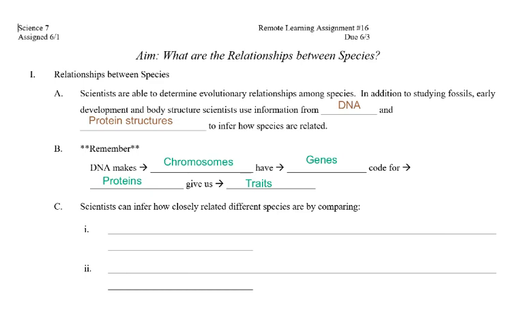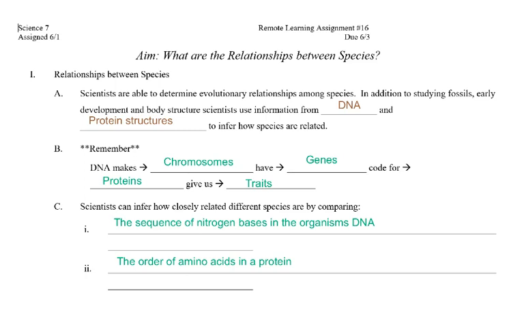Scientists can infer how closely related different species are by comparing these 2 things: the sequences of nitrogen bases in the organism's DNA, and the order of amino acids in a protein. This is something that we learned about in a previous unit, DNA and protein synthesis. Scientists use this to determine the relationship between all living life forms in the past and the present. It's a key component to understanding how every life form is connected on Earth.